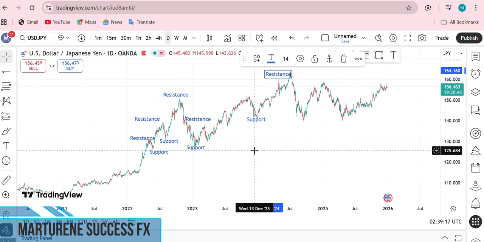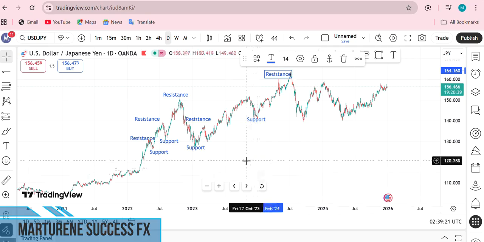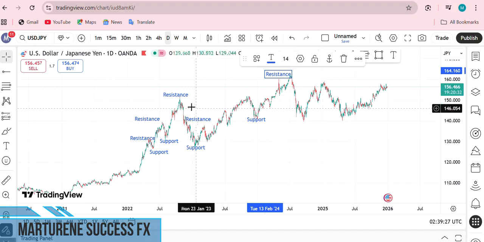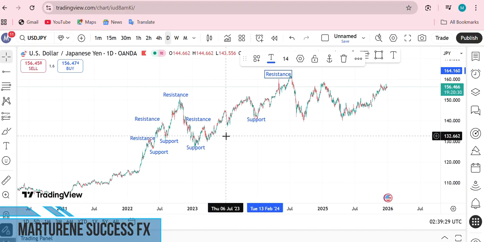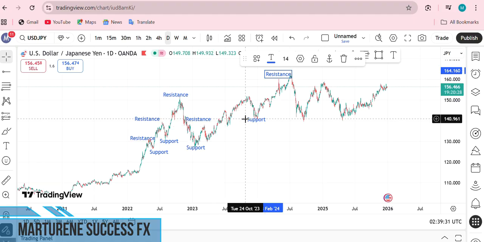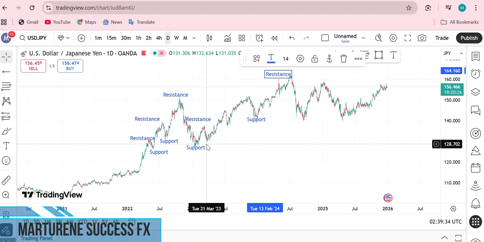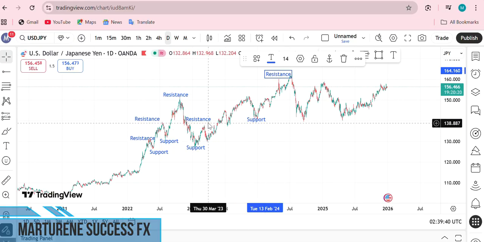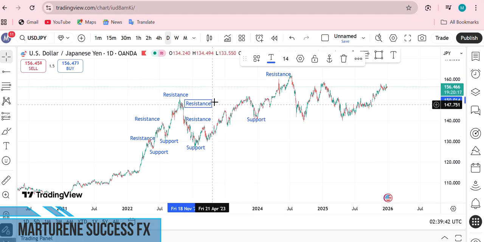Okay, so now what we need to do is to be able to plot support and resistance. We need 2 points. Okay, 2 or more points to be able to plot our support and resistance. So here, this is a resistance here.